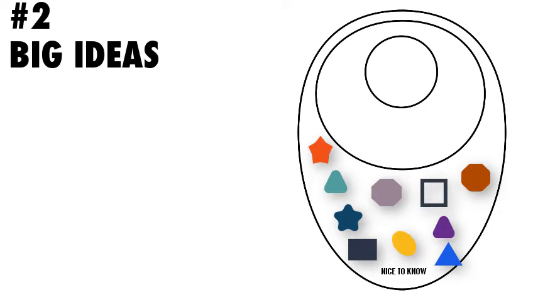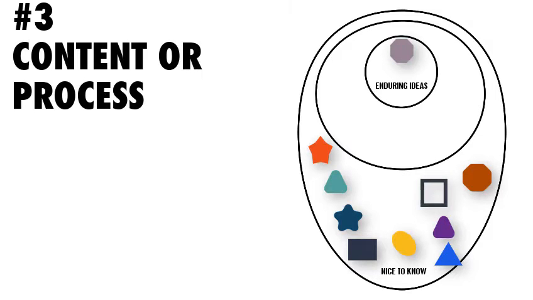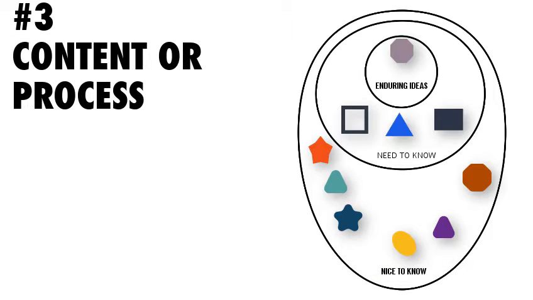Second, kick around the content and come to a consensus about what you want your learners to walk away with if they had to take one big idea away with them. Place these in the balloon marked Enduring Ideas. Finally, designate what is content and/or process or teaching method and place them in the balloon marked Need to Know in order to scaffold the big ideas.